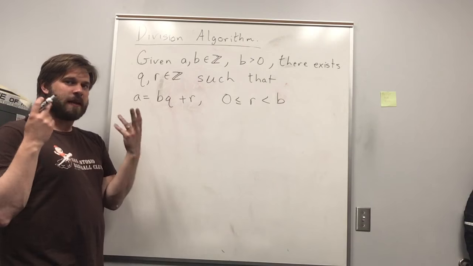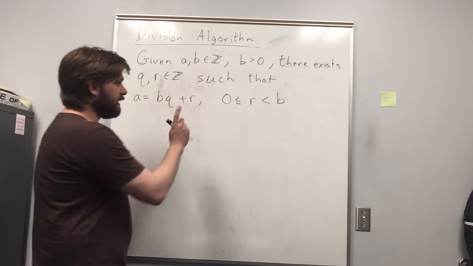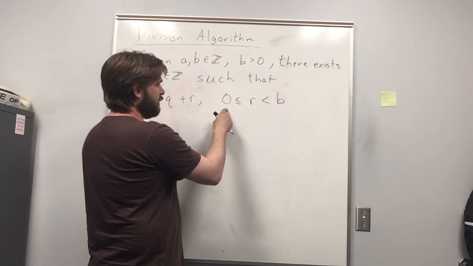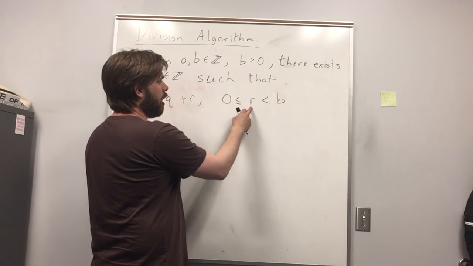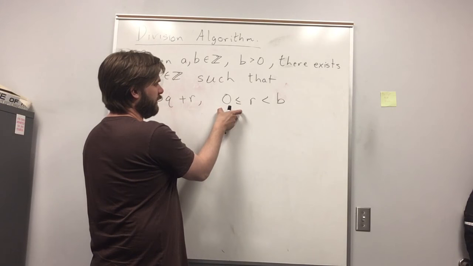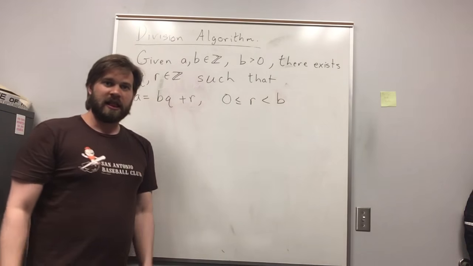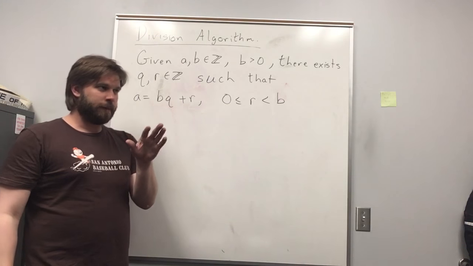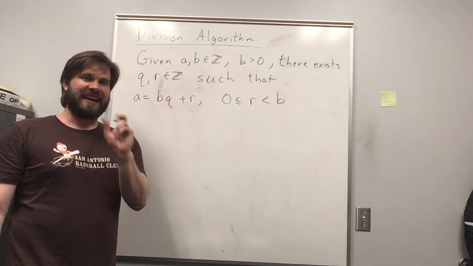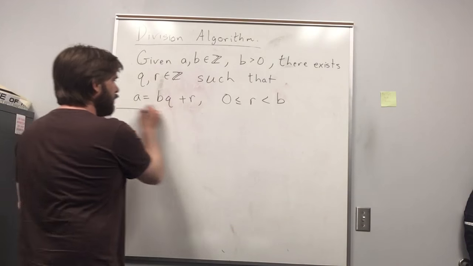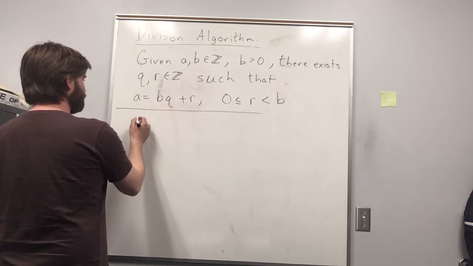And one of the things that makes that unique is that we are going to say that r always has to be between 0 and b. Okay? And this is also going to make things a little bit different when we calculate if we have a negative involved. So first we'll start with an example.